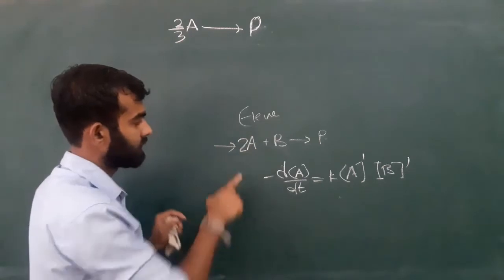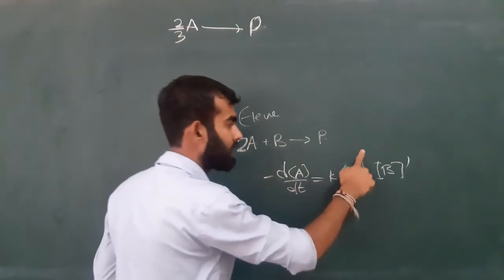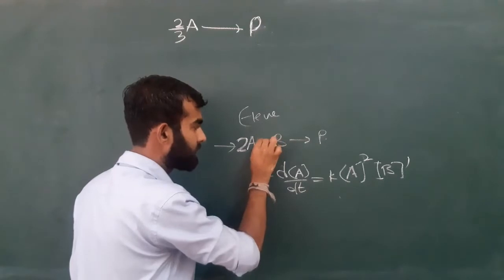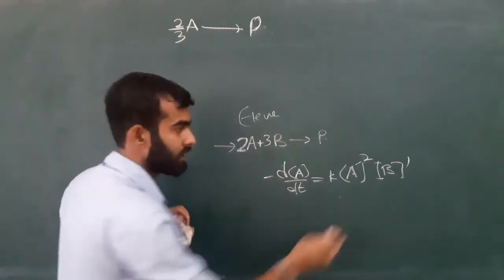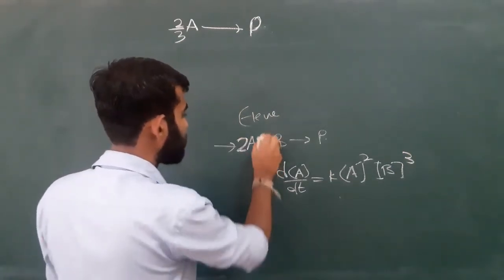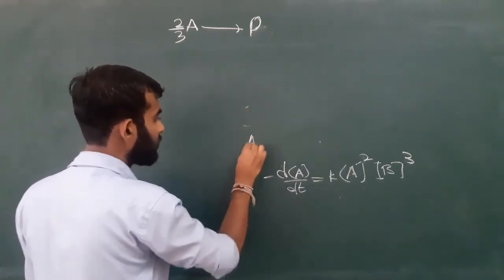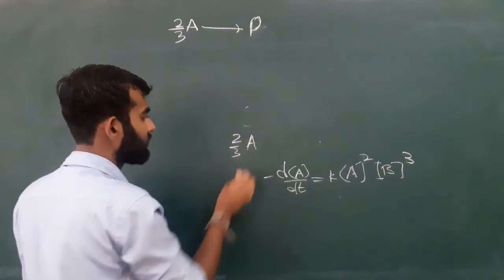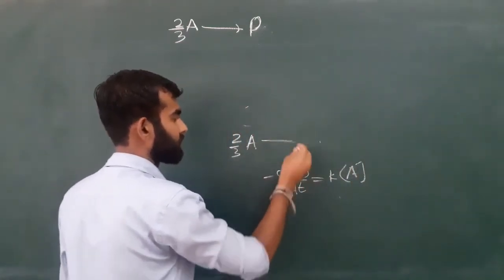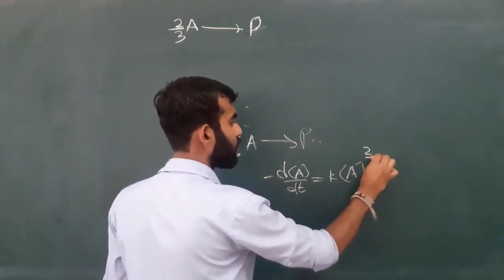If the stoichiometry is 2 with respect to A, here the order will be 2. If the stoichiometry of B is 3, here the order will be 3. However, if the order or stoichiometry is 2 over 3, in this type of equation, the order will be 2 over 3.